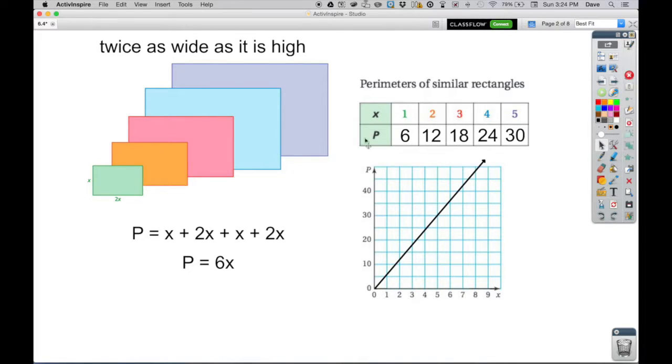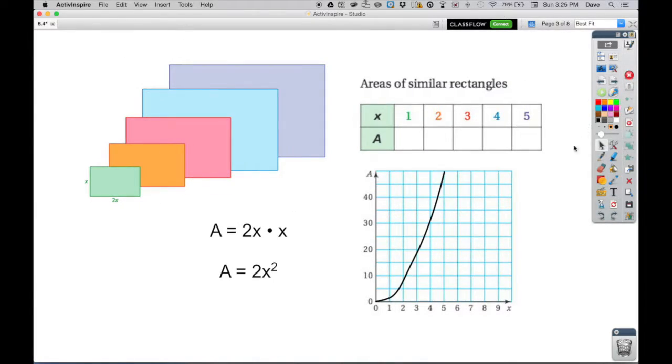Let's take a look at the same scenario, but let's talk about area. What if I had the same rectangles, but then I were doing area? Well, area is base times height, so here I've got area equaling the base, which was 2x, times the height, which is x, and if I simplify that, I get the area equals 2x squared. Well, it turns out if I start doing the same thing, x is 1, plug it in, 1 squared is 1 times 2 is 2. Take the 2, plug it in. 2 squared is 4 times 2 is 8.